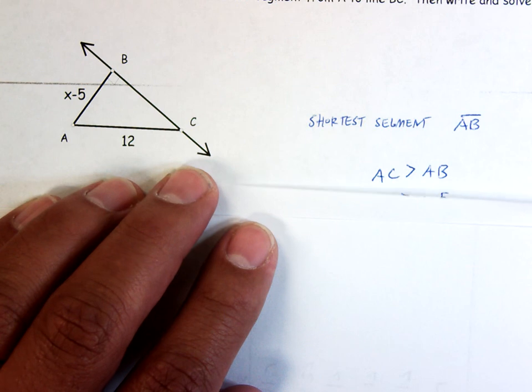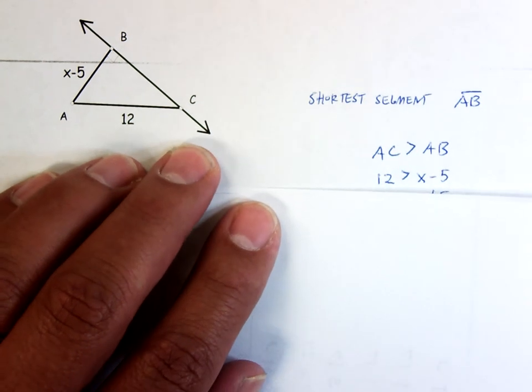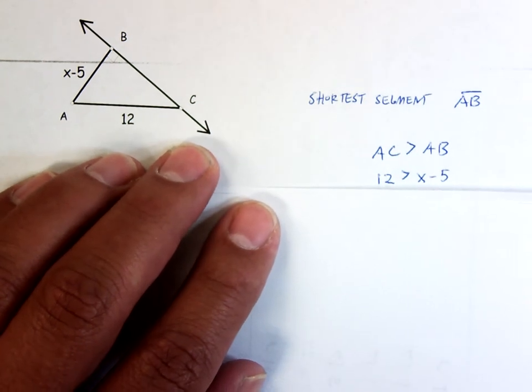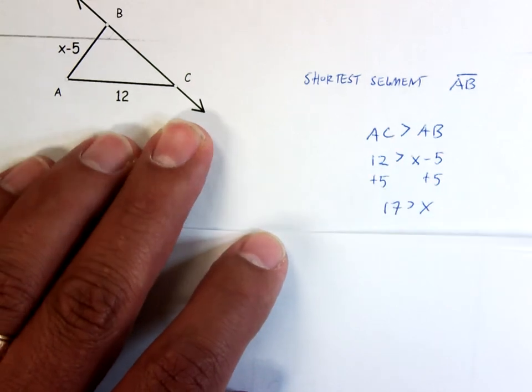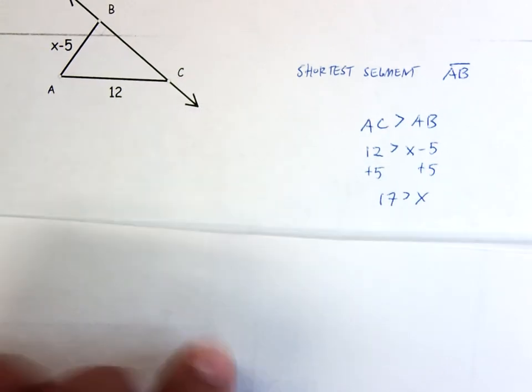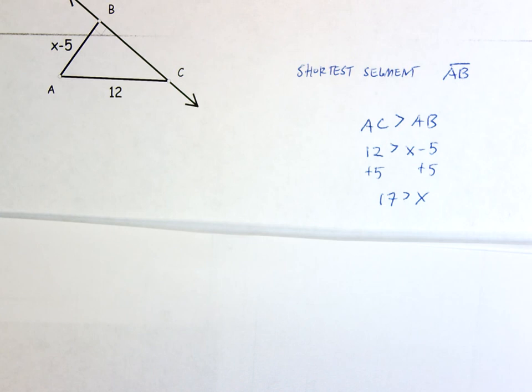Substitute in, and so 12 has to be greater than x minus 5. Add 5 to both sides and I get 17 must be greater than x, or x is less than 17. Again, a lot of examples to be done in class.